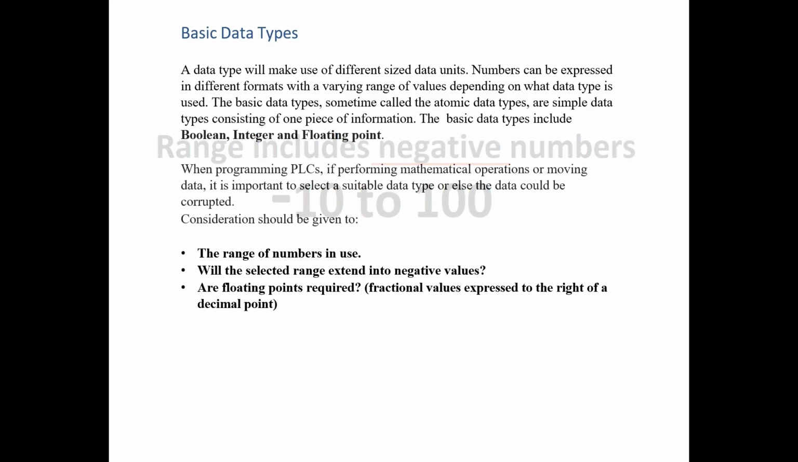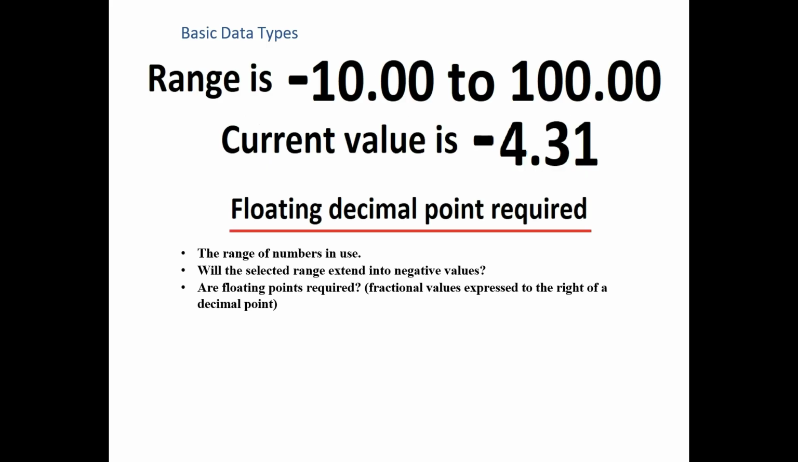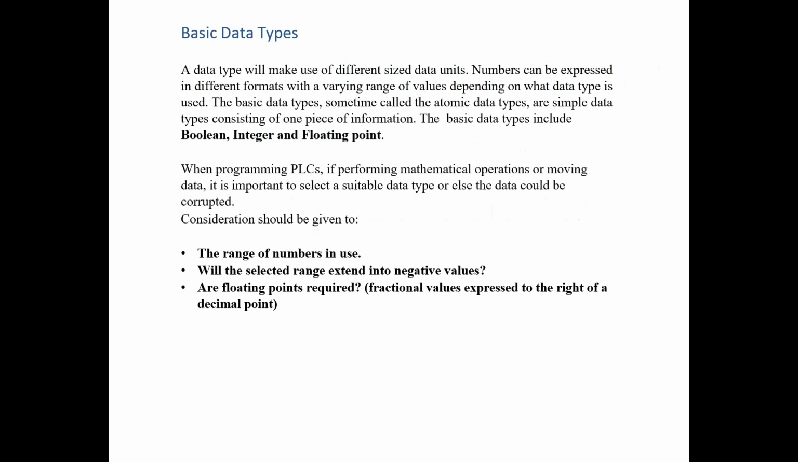And then there's this. Are floating points required? That is to say, if you are using numbers with fractional values that are expressed with digits that extend to the right of the decimal point. Let's go back to the thermometer example. The specification has changed. Now you need to display the temperature variations as small as 0.01 degrees. The current temperature is -4.31 degrees. Now you are working with numbers where a floating decimal point is required, and there's a suitable data type for that. When working with numerical data, it's important to select a suitable data type, or else the data can be corrupted, and you don't want that to happen.